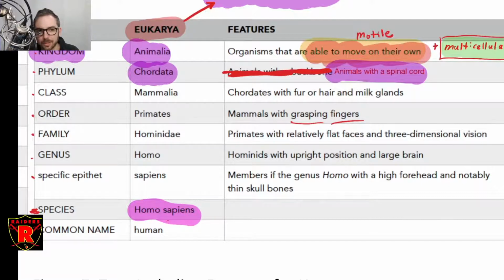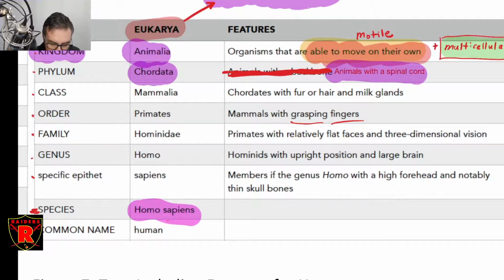Every textbook has that. But there are lots of organisms that don't have a backbone. I shouldn't say lots. There are some organisms that don't have a backbone, but still have a spinal cord. And those are chordates still. So you don't have to have an actual bone in order to be a chordate. You do have to have the bone to be a vertebrate, but a vertebrate is actually a subphylum of chordates. It's a level below the phylum, but above the class.